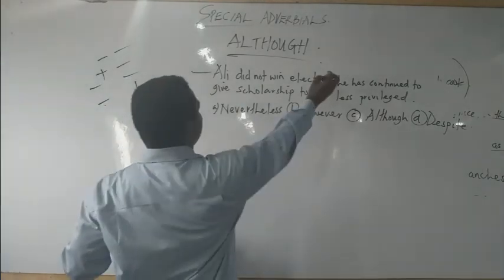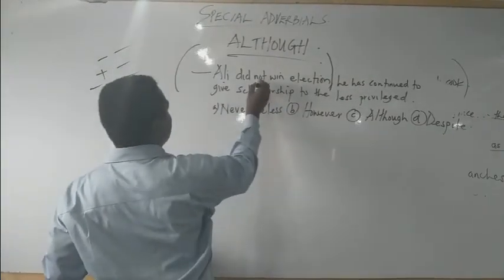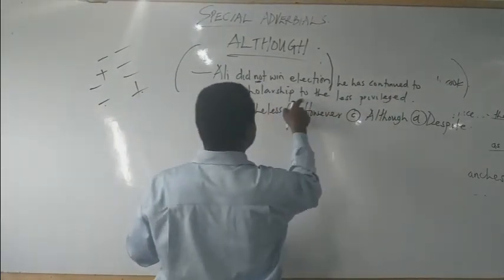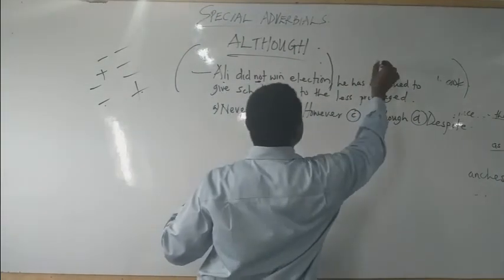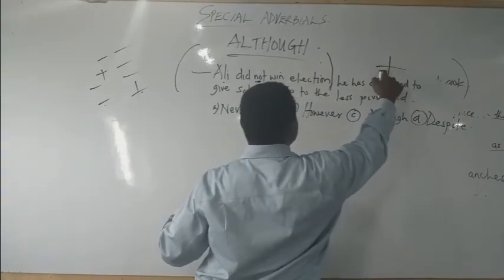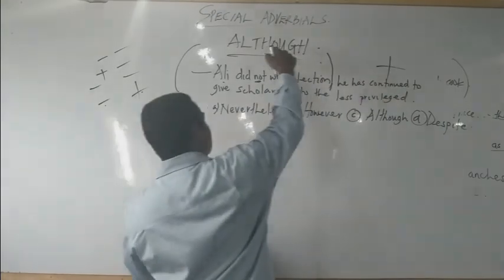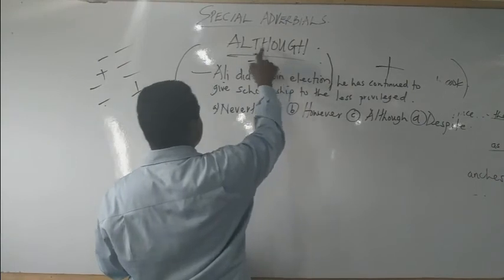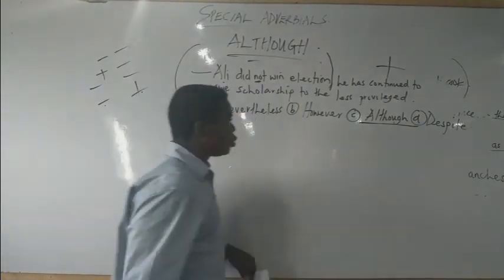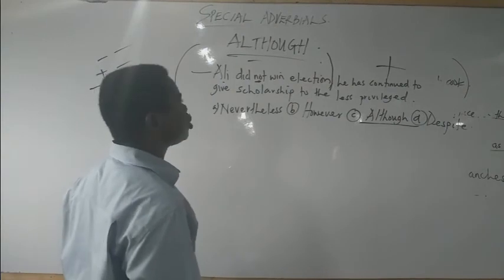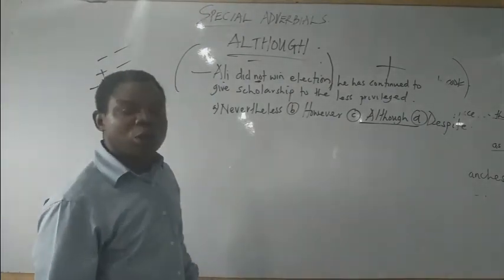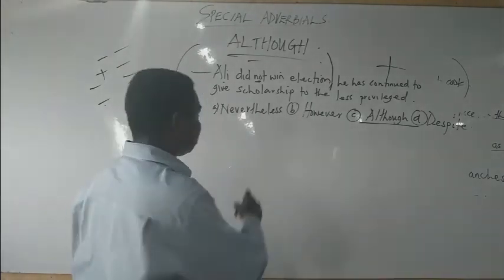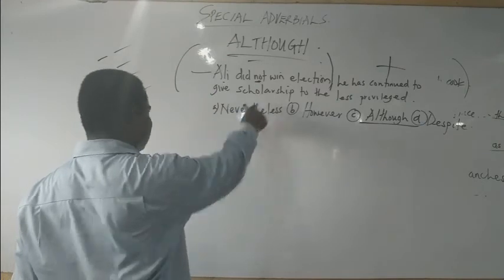Look at that. This one is what? Negative. This is the first clause, and it is negative. Look at the second clause: he has continued to give scholarship to the less privileged. This one is what? Positive. When you add a second positive clause to the first clause that is negative, what you will use to join them is what? Although. So the right answer here is although. Although Ali did not win the election, he has continued to give scholarship to the less what? The less privileged people in the society. That is WAEC 2011, number 77.